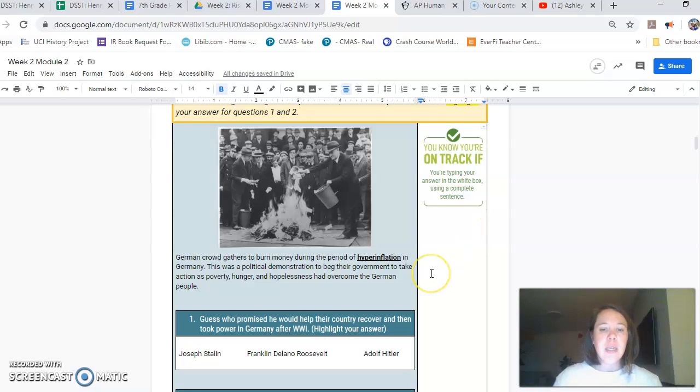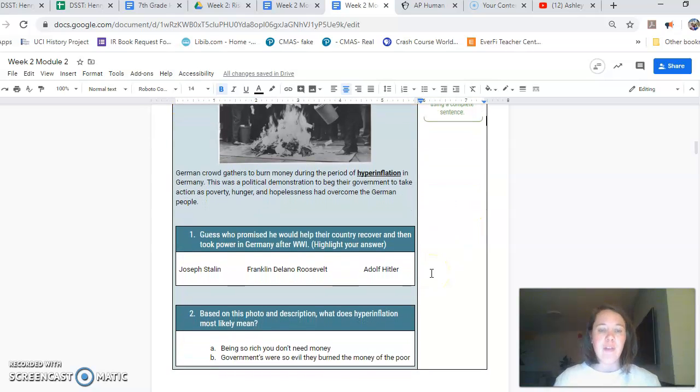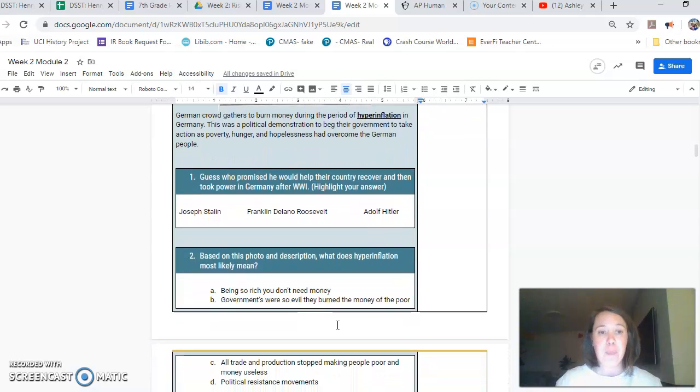Guess who promised he would help their country recover and then took power in Germany after World War I? So even if you didn't know based on this image, think to yourself, based on general knowledge, who took power in Germany after World War I? Was it Joseph Stalin? We talked about him a lot before we went on remote learning. Was it Franklin Delano Roosevelt? He was a president of the United States, hint, hint. Or was it Adolf Hitler? Go ahead and select your answer now.